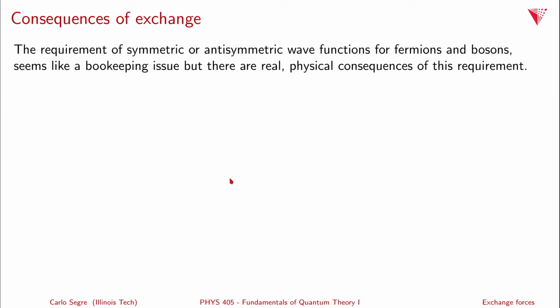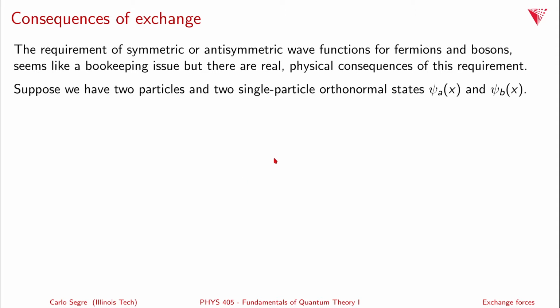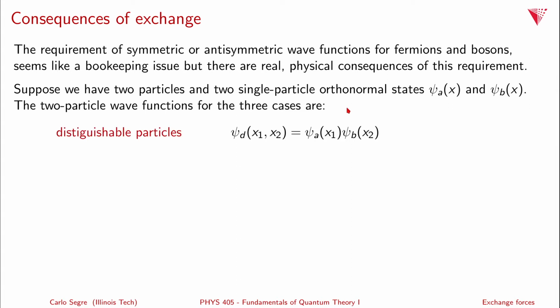So the requirement of symmetric or antisymmetric wave functions seems like a bookkeeping issue, but there are real physical consequences of this requirement. Suppose you have two particles and two single particle orthonormal states psi A of x and psi B of x. So we're doing one-dimensional systems here. The two-particle wave functions for the three cases are as follows.